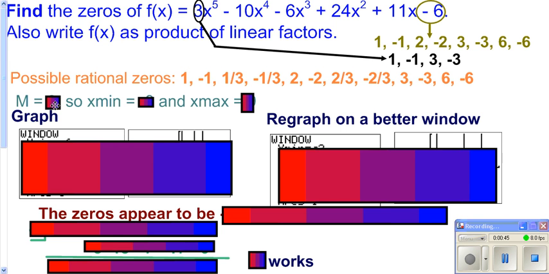You now want to go ahead and find m. Remember, m is your largest leading coefficient or constant, which in this case is the 24, over your leading coefficient plus 1. So it really ends up being 8 plus 1, or 9. So your x minimum on your window will be a -9. Your x maximum would be a +9.